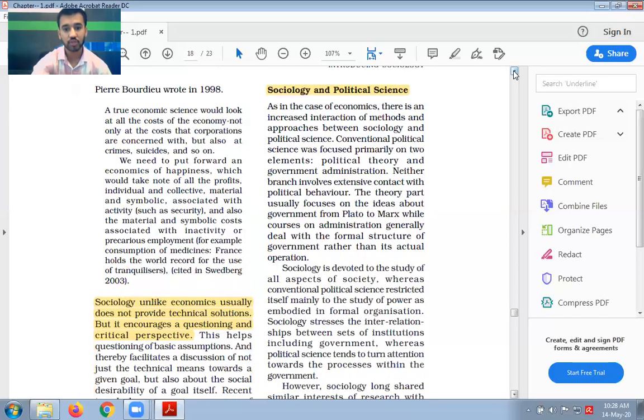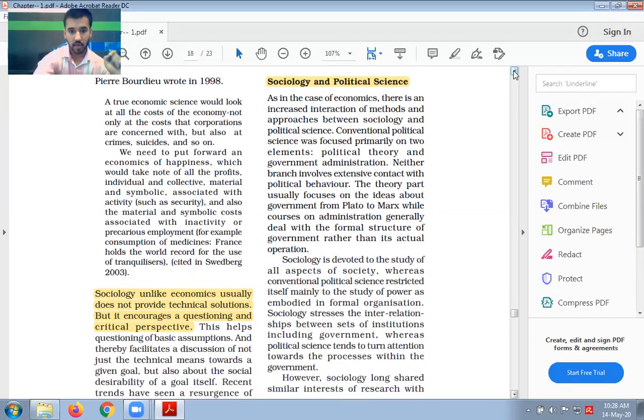Sociology is devoted to the study of all aspects of society, whereas conventional political study restricts itself mainly to the study of power. Okay, now what is politics? Politics is something that is related to power, right?